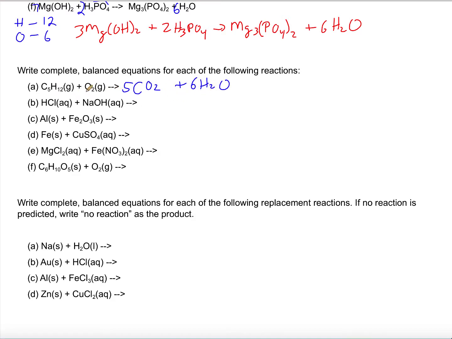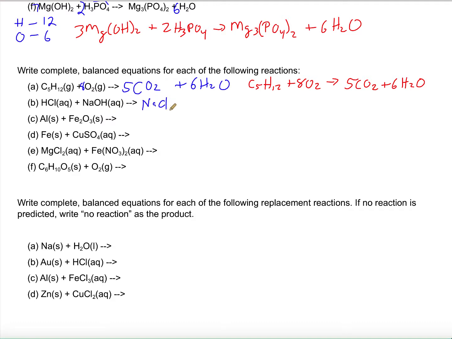And if we just need to balance our oxygens. Carbon and hydrogen are good. We have 10 oxygens on this side, 6 on this side. That's 16, meaning that we need 8 oxygen atoms, giving us our balanced equation of C5H12 plus 8O2 yielding 5CO2 plus 6H2O.